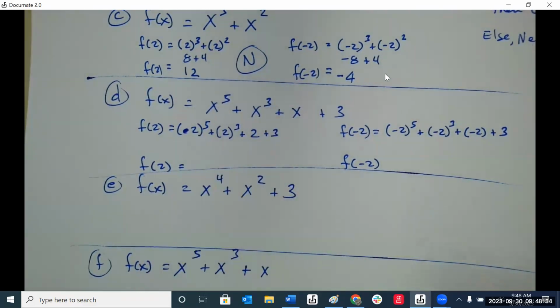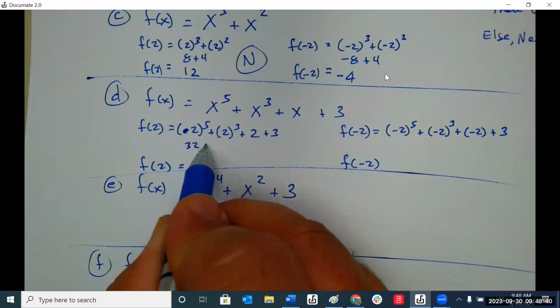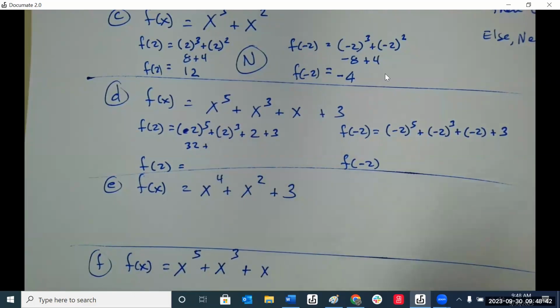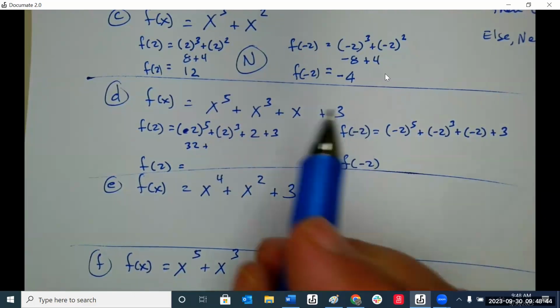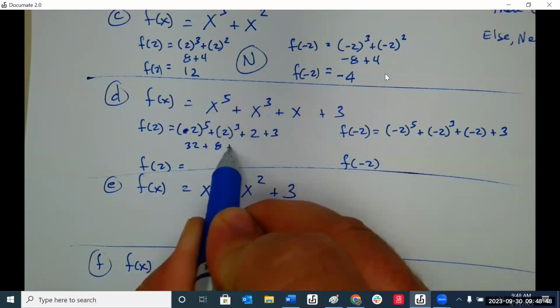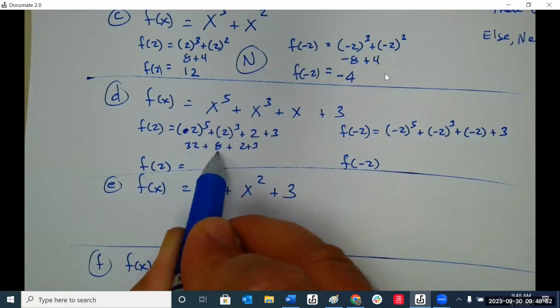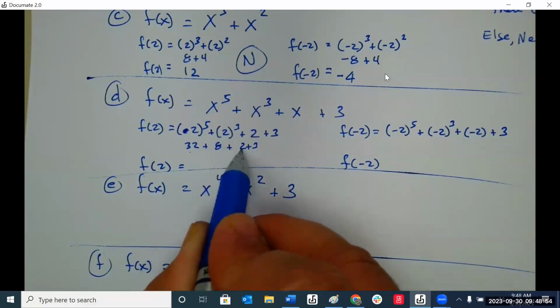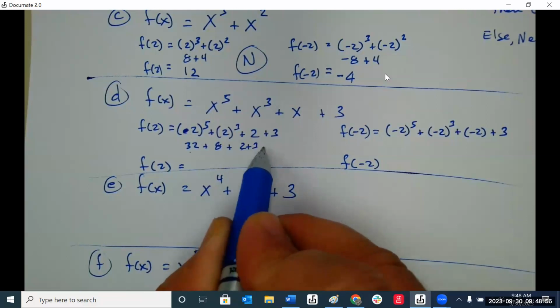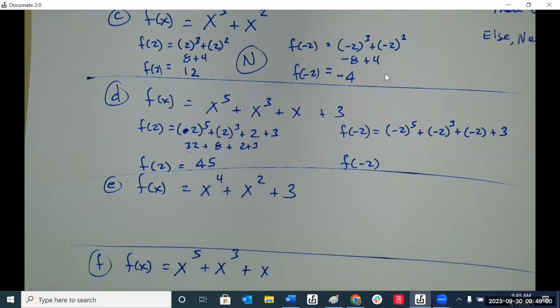Two to the 5th. 32. There's 2 times 2 is 4, times 2 is 8, times 2 is 16, times 2 is 32. 2 to the 3rd. 2 plus 3. So 32 plus 8, 40, plus 2 plus 3, 45. Very good.